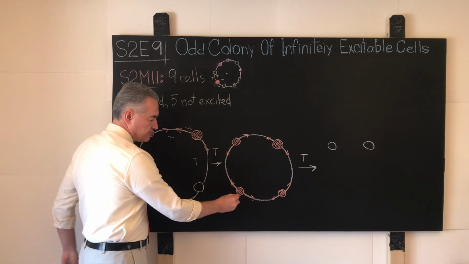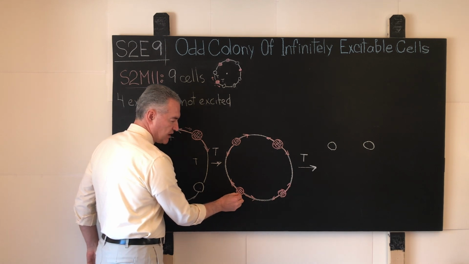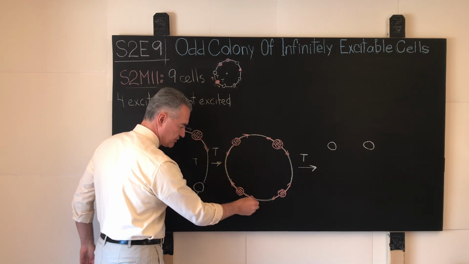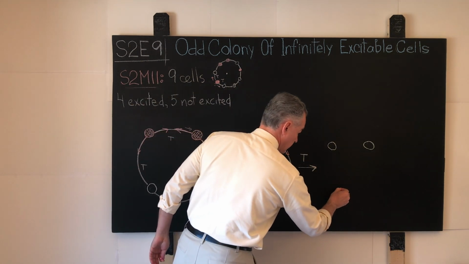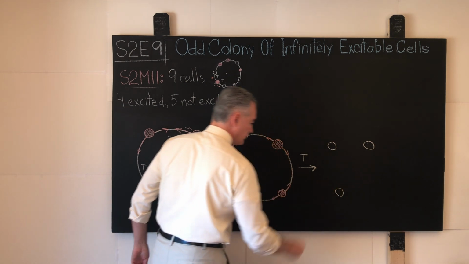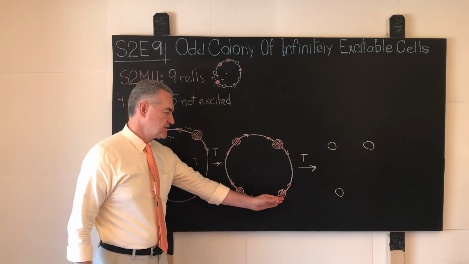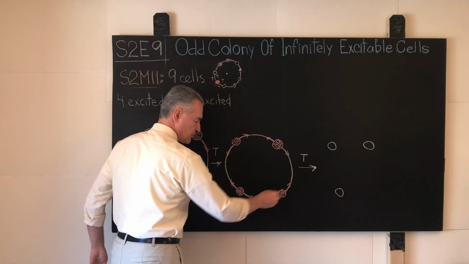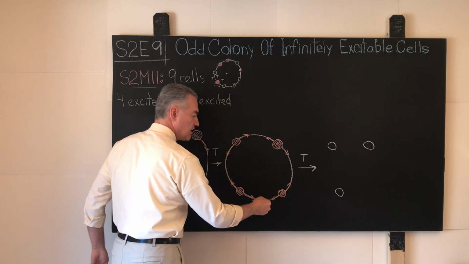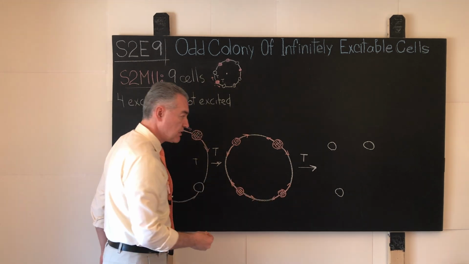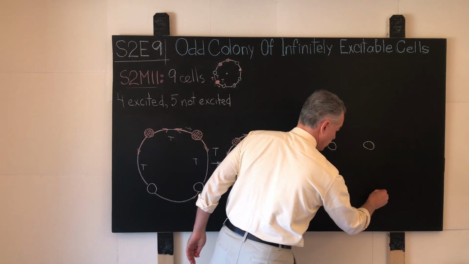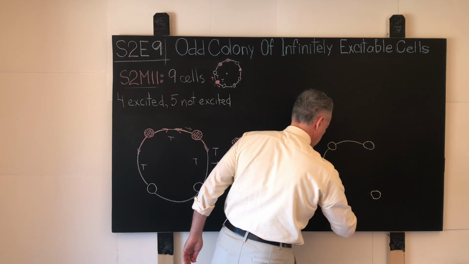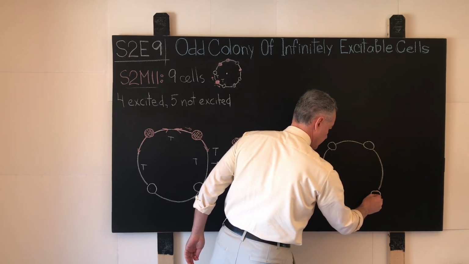This cell will receive the excitement signal from this cell from the right and from this cell from the left, and these two signals will cancel each other out, making this cell not excited. And likewise, this cell will receive an excitement signal from this cell from its right and from this cell from its left. These two signals will cancel each other out, and this cell will be not excited. And this will be our final, so to speak, configuration.